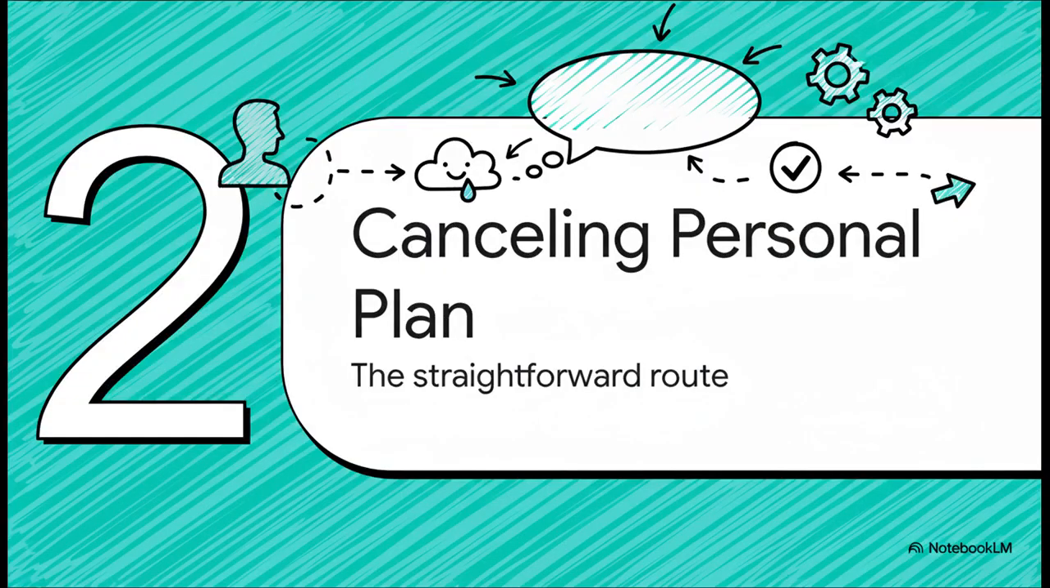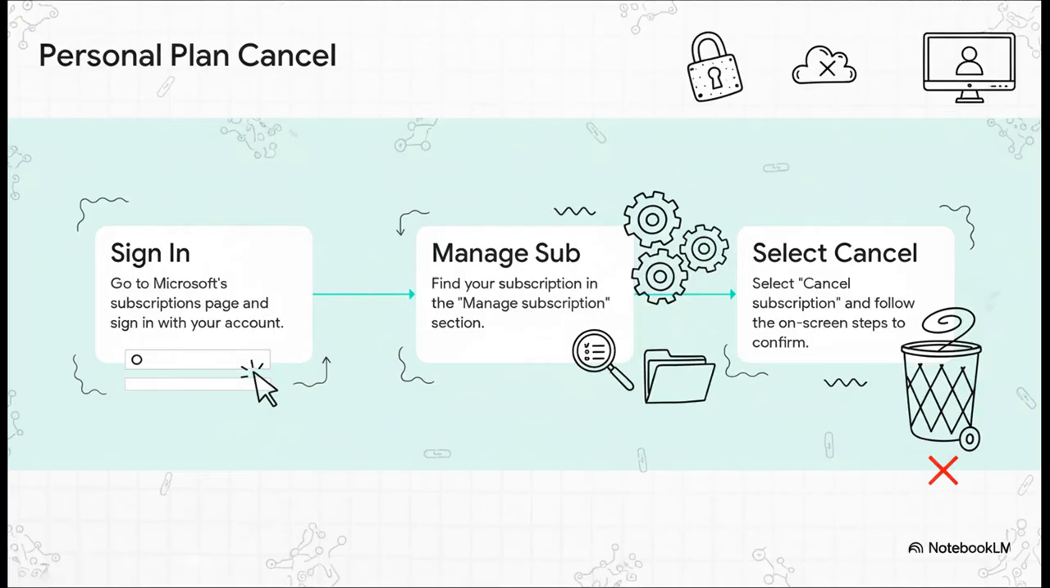Okay, let's get into the personal plan first. If this is the one you have, I've got good news for you. The whole process is designed to be as simple and painless as possible. Let's see how it works. It really is just these three steps. First, you're going to go to Microsoft's subscriptions page and get signed in. Once you're there, look for your subscription under the Manage section. Then you just click Cancel Subscription, and the system pretty much walks you through the rest.